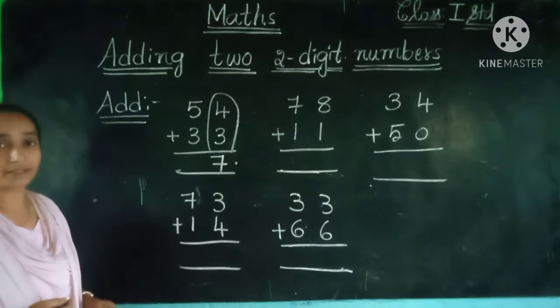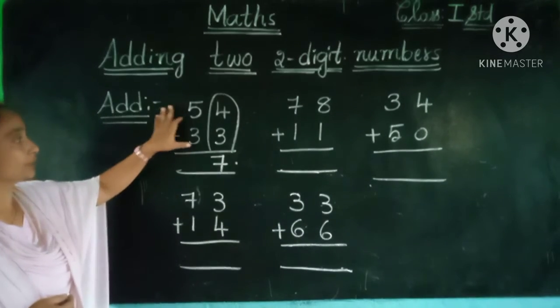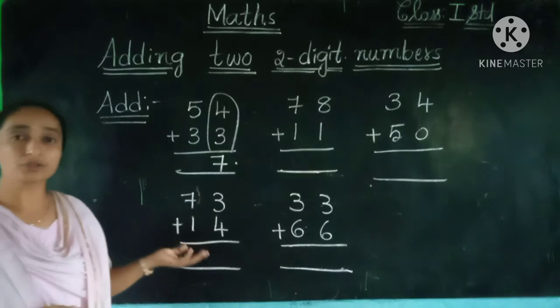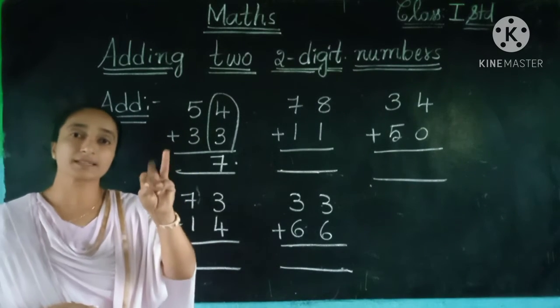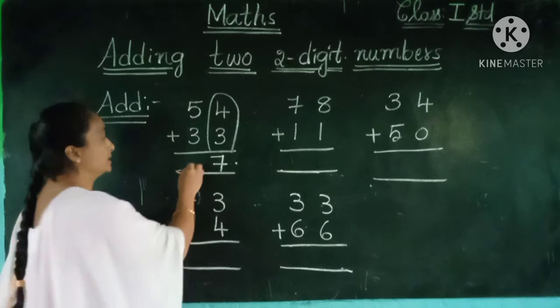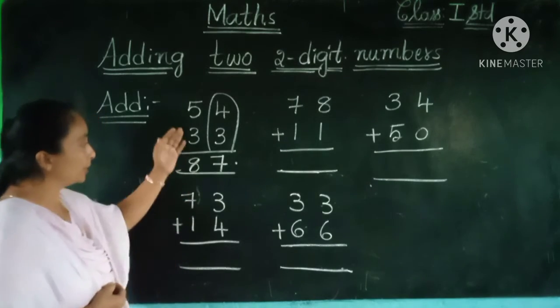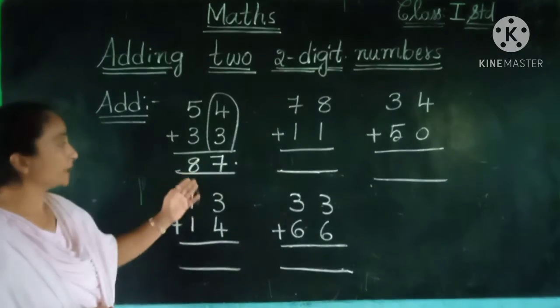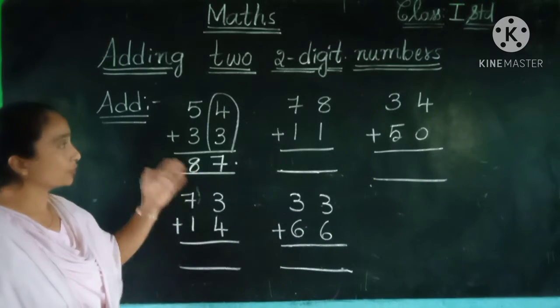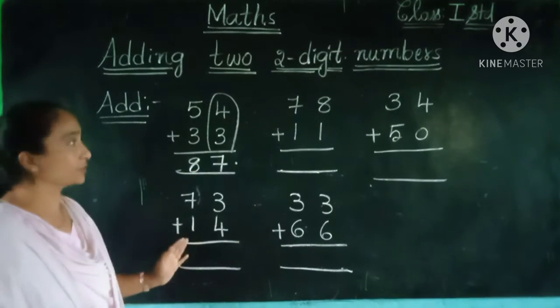Now let's take the second one. Now the tens place, 5 and a 3. So here also the small number is 3, take 3 fingers. 5, after that 6, 7, 8. So very easily you can do it. So below the tens place, here you can write, and here below the ones place. So 8, 7, 87. So in this way we have to do this calculation.